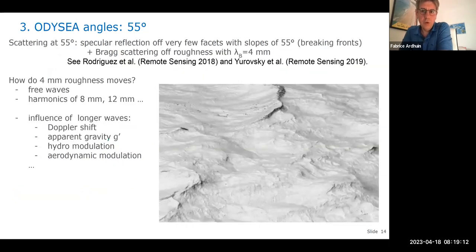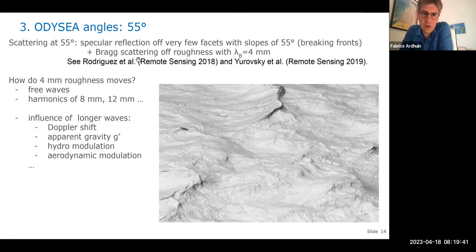Okay, so now if we go from near-nadir to 55 degrees in angles, what happens? So basically at 55 degrees, we don't have so much specular reflection because there's very few facets at the surface that have a slope of 55 degrees. So probably you get some breaking fronts, like this piece of the wave here, which is probably steep enough to be a specular reflector. But then the other contributor to the signal is some Bragg scattering.